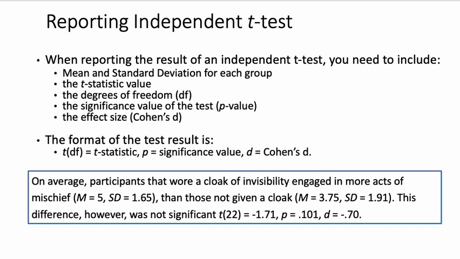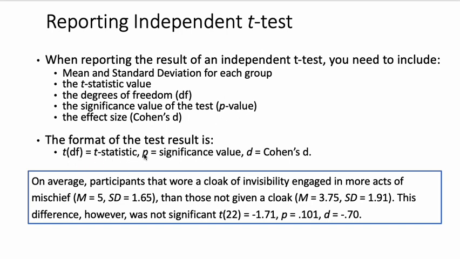We have analyzed our t-test and interpreted our results. So this video is going to be about how to report the results of that test in a paper, in APA format specifically. So when you're reporting the results of an independent t-test, these are all the things that you need to include. So you need the mean and standard deviation for each group, so the cloak group and the no cloak group. You need the t statistic, the degrees of freedom, the p-value, and the effect size.